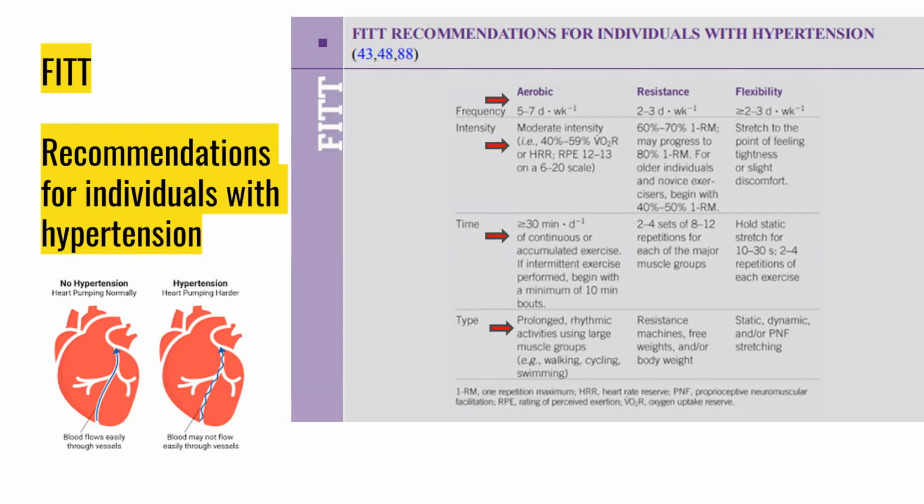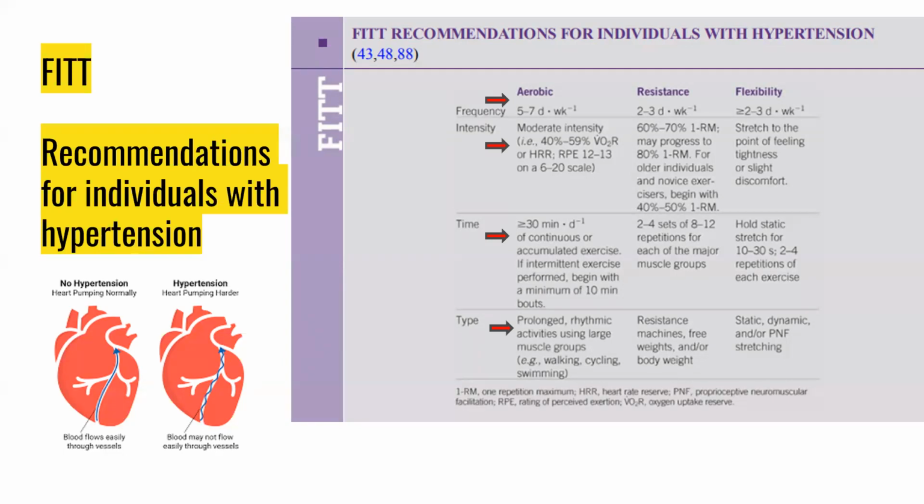If intermittent exercise is performed, begin with a minimum of 10-minute bouts, right? So if they can't handle the 30-minute bout session straight, then you can chunk it up into different parts, 10 minutes and 10 minutes after 10 minutes, right? With a little bit of rest in between, or different days.